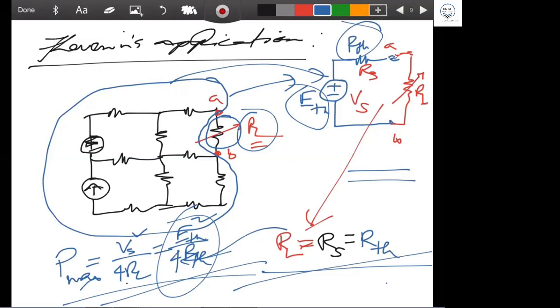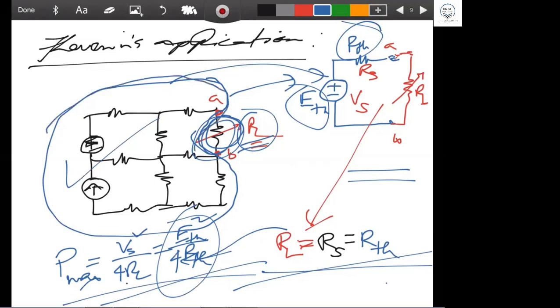This is the question: a complicated circuit is given to you. When you get a job at Ranks Electronics, they will ask you, this is a circuit, tell me the maximum power this resistance can absorb from this circuit. And as an engineer, you look at him and say, I don't know. You backfire. Now, how to do it? You do these things.